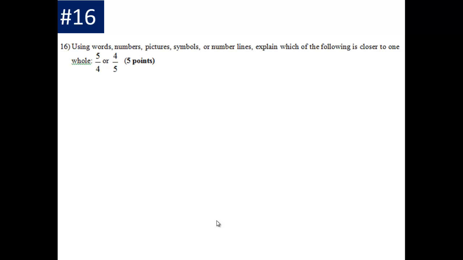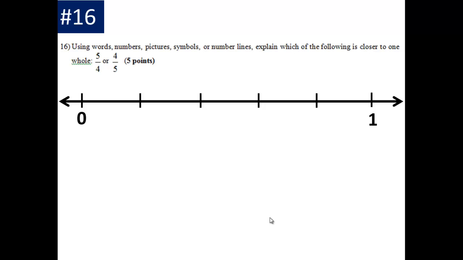Moving on, 2 more left. Number 16. It says, using words, numbers, pictures, symbols, or number lines, explain which of the following is closer to 1 whole, 5/4 or 4/5. Man, this problem was a pain for many of y'all. And what some of y'all did was you went to number lines, and I appreciated that. Some people first made 4/5, and they found 4/5 to be right over here.